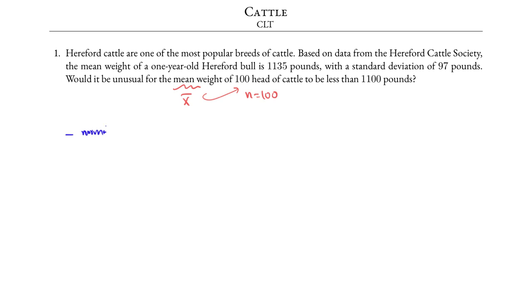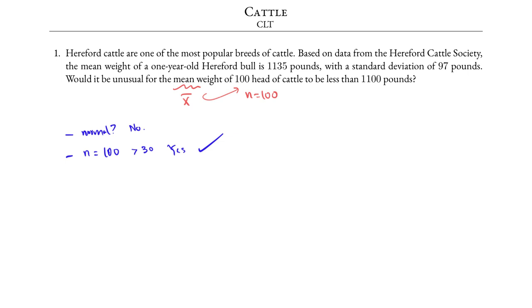One thing we can check is whether the distribution starts out as normal, and there's no indication of that in the problem. We can check the other condition, which is whether the sample size is greater than 30. The sample size in this case is 100, so it is greater than 30. Yes, we can use normality.